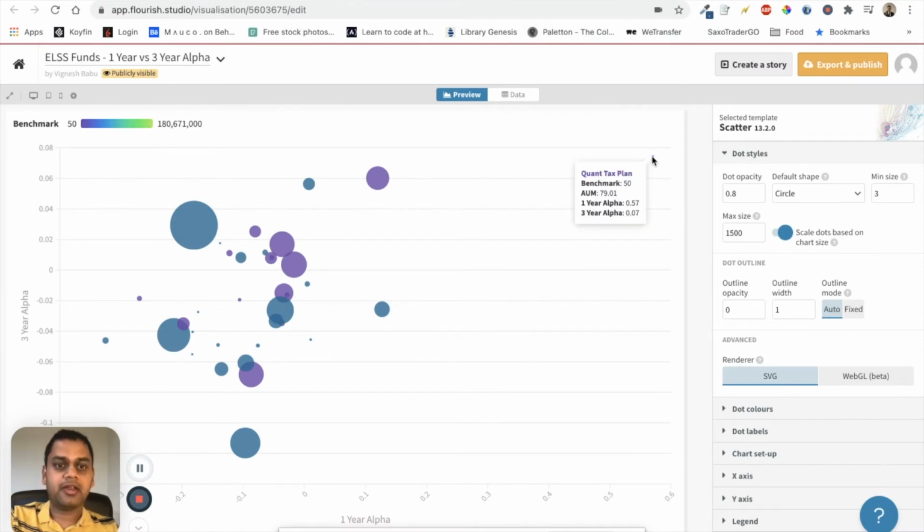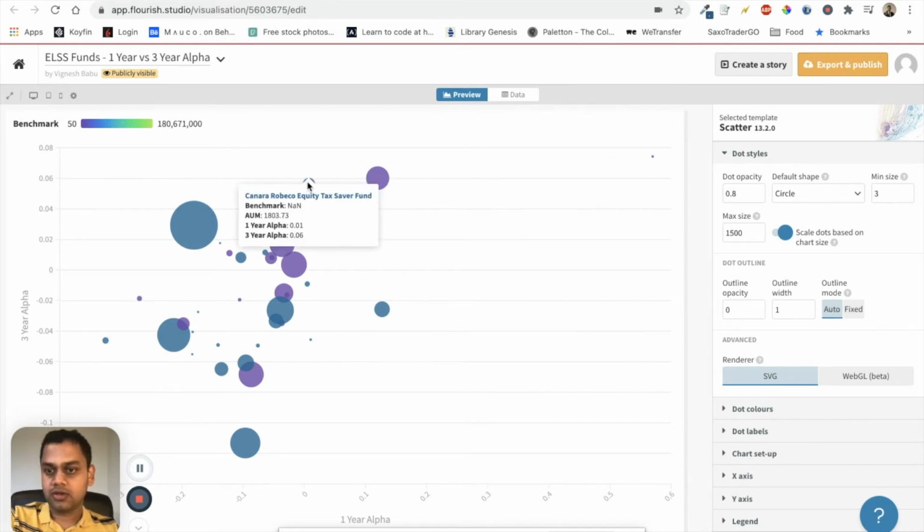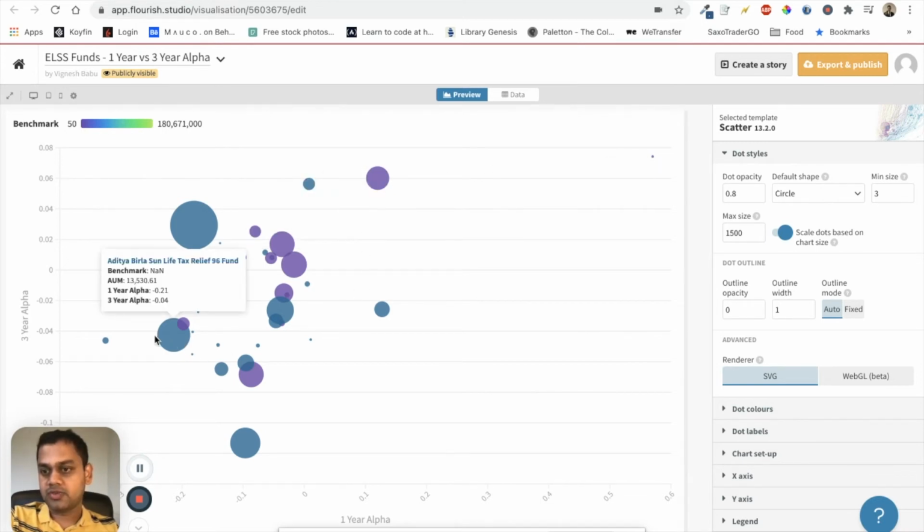So Quantax Plan Fund, which I showed you earlier, has recorded positive alpha for both 1 year returns and 3 year returns for the last 3 years. And the other two funds are Mirai and Canada. So these 3 are interesting funds, which you will take a look at. And you have a whole host of other funds which have not delivered alpha over the last 1 year, nor the last 3 years, and we're not really interested in them.